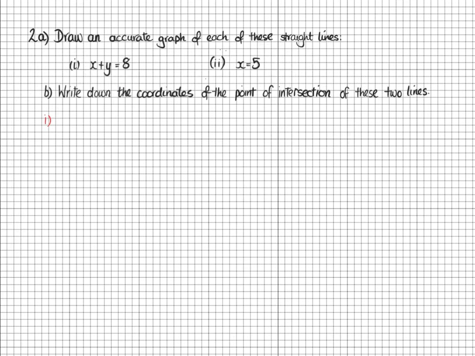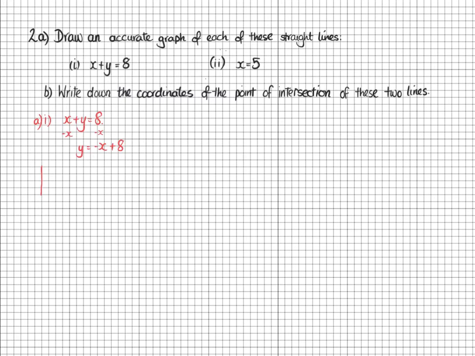So part A part 1, we have to draw x plus y equals 8. So rearrange it to have y equals mx plus c in that kind of order. So to do that, we want to take away x from both sides. So we get y is equal to minus x plus 8, because we've taken x away.